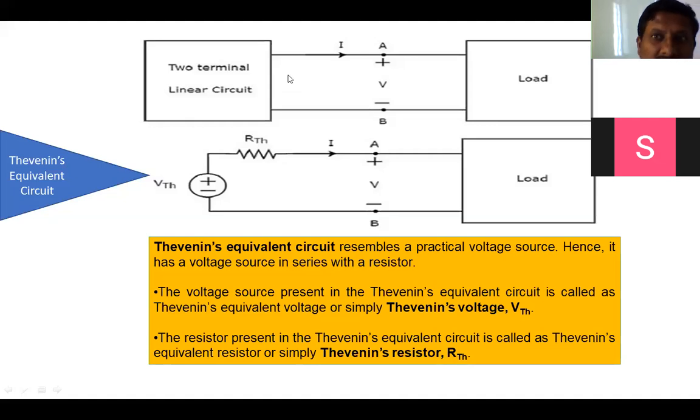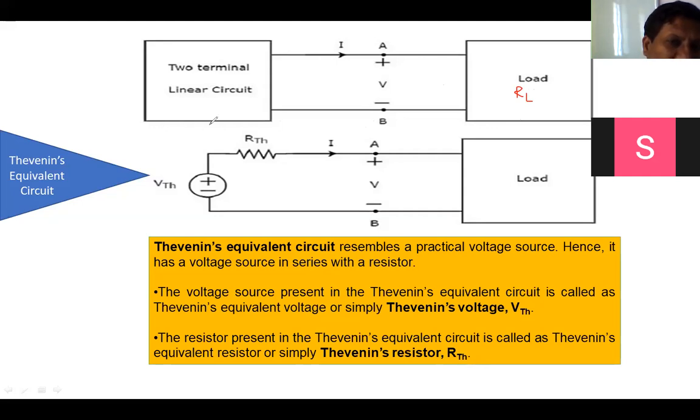If you are observing this, this is the linear circuit. This is the two terminal linear circuit. The terminal names are A and B. Between A and B, a load resistor is there. The load resistor we can consider as RL, or any resistor will be there. So this is your actual or original circuit.